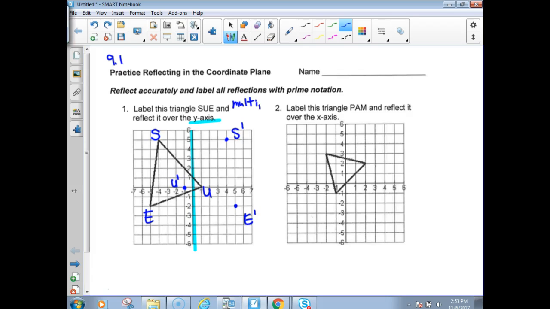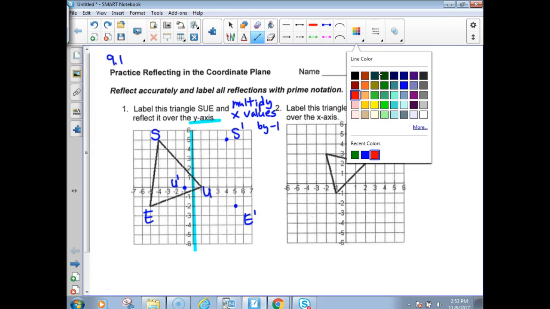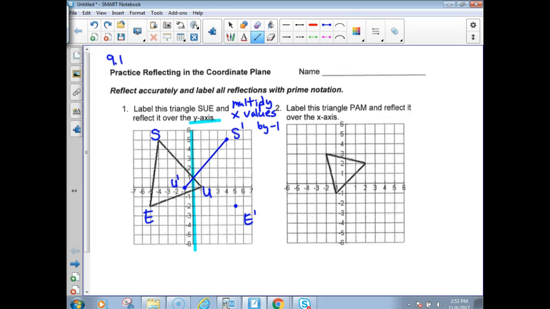Now, we also had a rule which said to multiply the x values by -1. But if it's in the coordinate plane, might as well just do it. Okay, and then connect the points to draw your triangle. And if you wish to use a ruler, you certainly may. Make it look a little better.